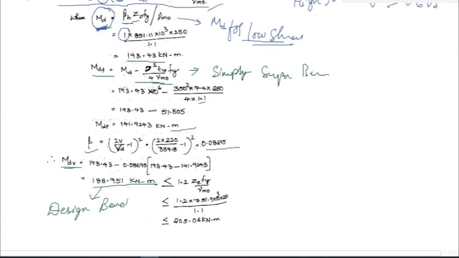So this is nothing but the design bending strength of the section. Okay, so now you have to check whether it is less than or equal to 1.2 times of ZD Fy by gamma m naught or not.